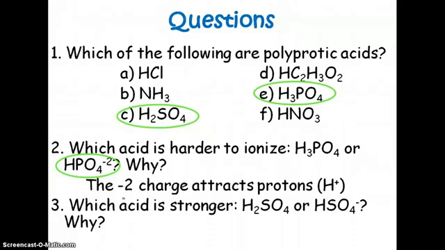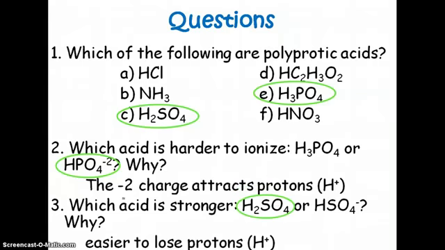Which acid is stronger, H2SO4 or HSO4 minus? And why? Well, you know that H2SO4 is a strong acid in the first step, and you also know that it's easiest to lose that first proton. So after you lose it, it gets harder, so that becomes a weaker acid.